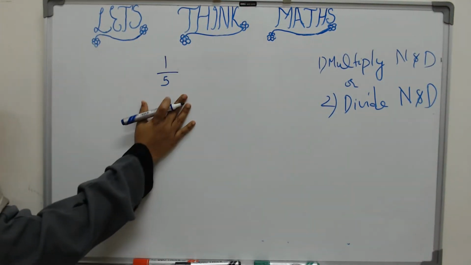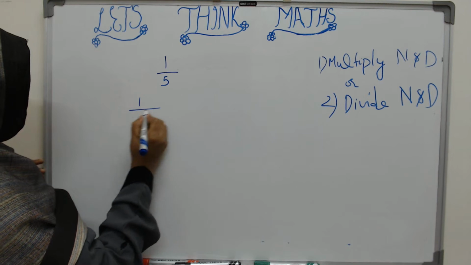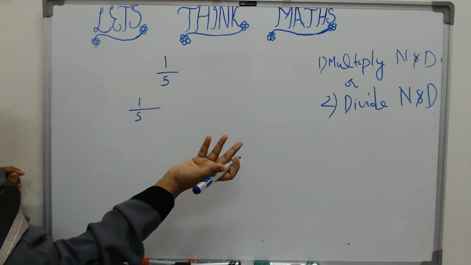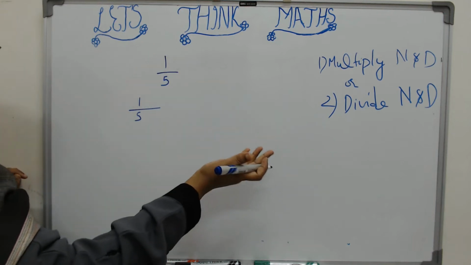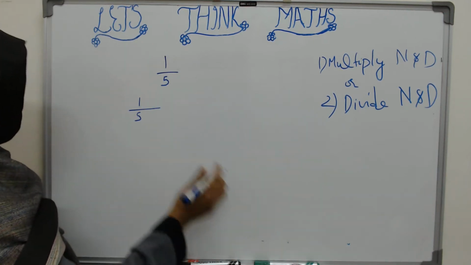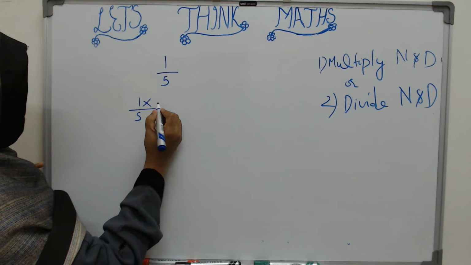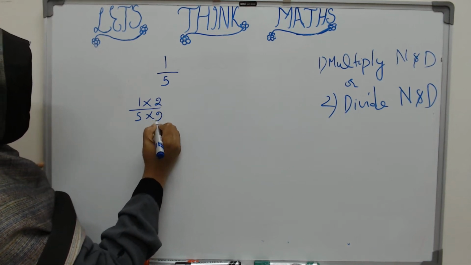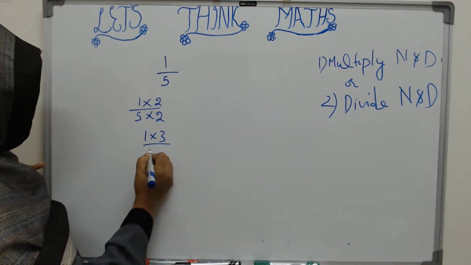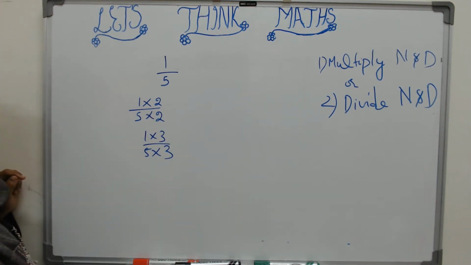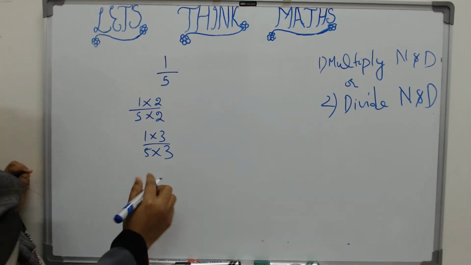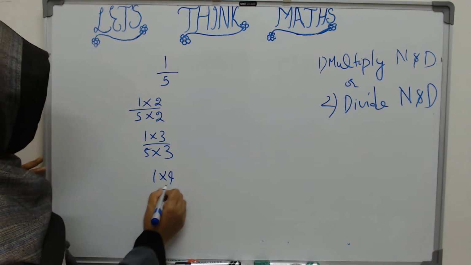For example, take this 1 by 5. Is there anything to divide? You cannot find any number which divides 1 and 5, or which will make it smaller. So all you can do is multiply. Multiply with 2, multiply with 3, multiply with 4, 5, 6. You will get as many equivalent fractions as you need.